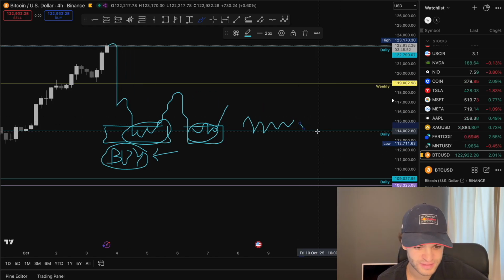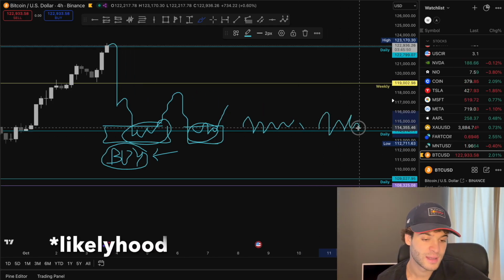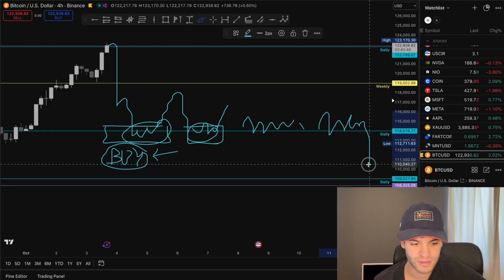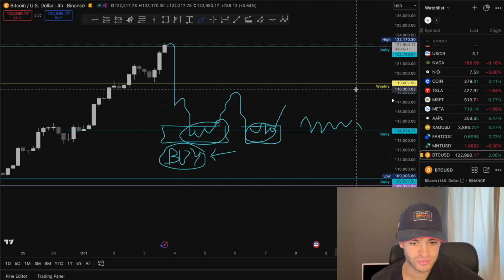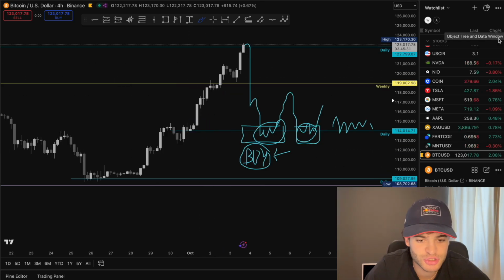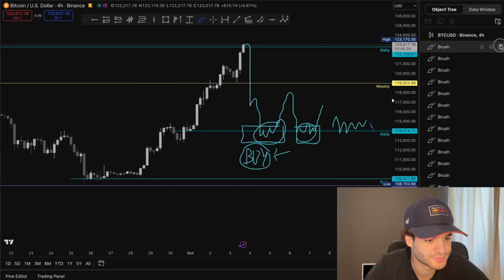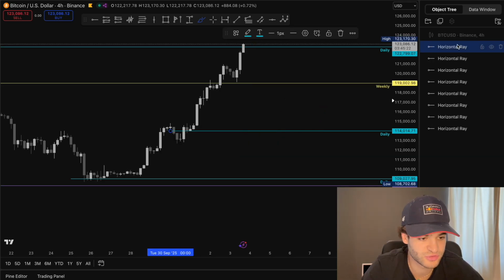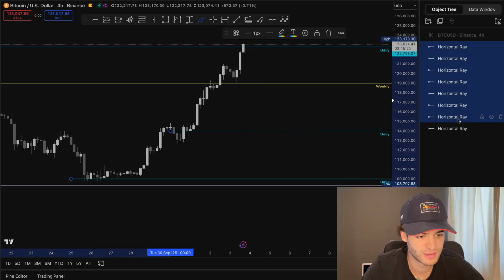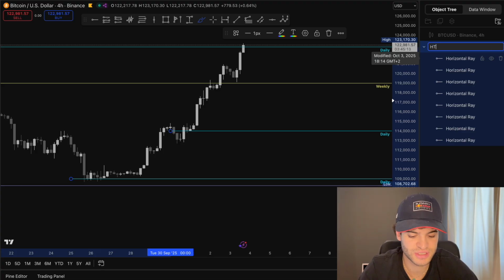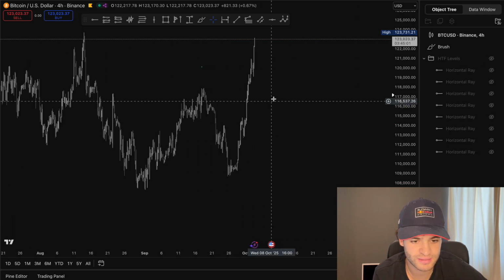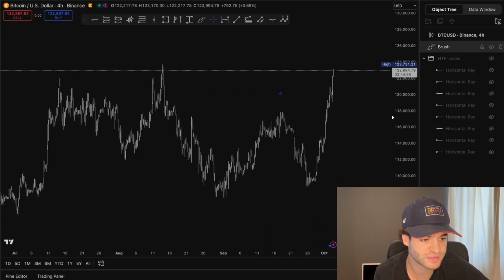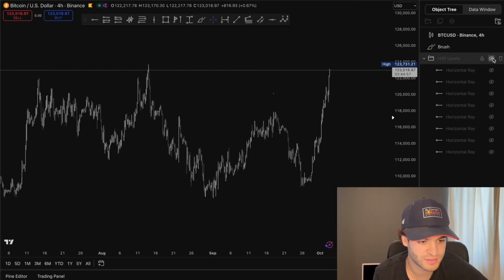And so eventually, if we test this level too many times, the likeliness of breaking through it becomes higher. And this is exactly why we only keep untouched levels. And another thing that I already showed you in the last video, but I will repeat it. These levels you want to save into a folder that we can name HTF for higher time frame levels. This way, when you want to have a cleaner chart, we can quickly remove them and see nothing on our charts. And when you want to add them back, we can just add them.